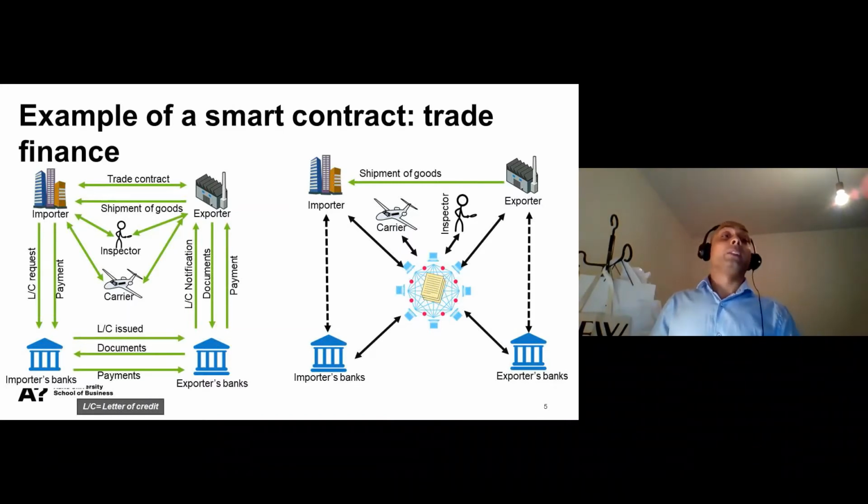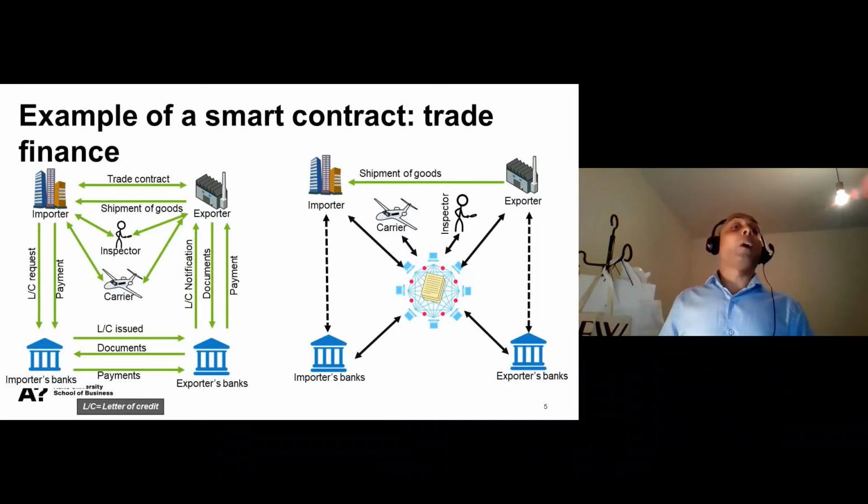If I sum it up in a simple manner, importers actually ask exporters to send goods. Then both of them enter into a trade contract. To enter into a trade contract, the exporter requires a promise of payment. To do this, the importer goes to his own bank, asks for a letter of credit request, and promises payment in future. The importer's bank issues the letter of credit and sends it to the exporter's bank. The exporter's bank sends the letter of credit notification to the exporter.